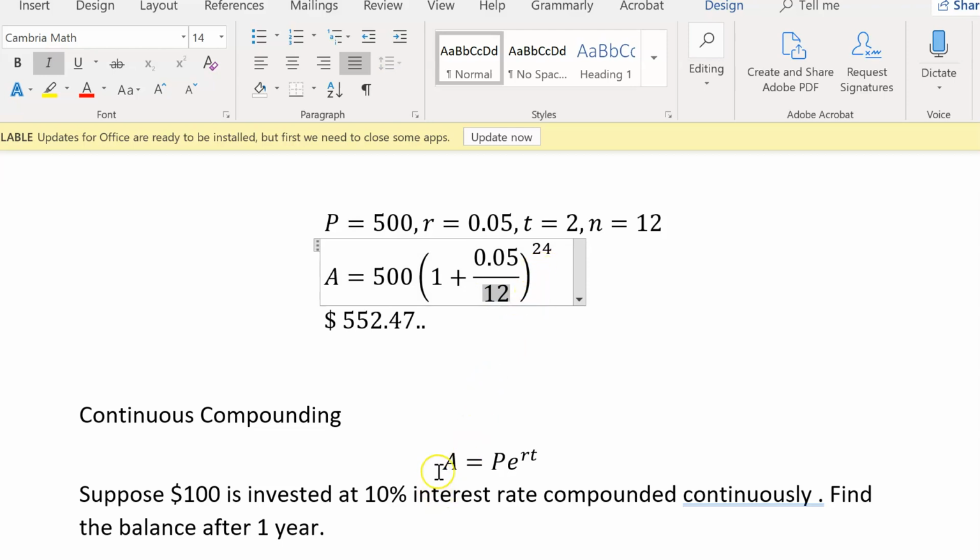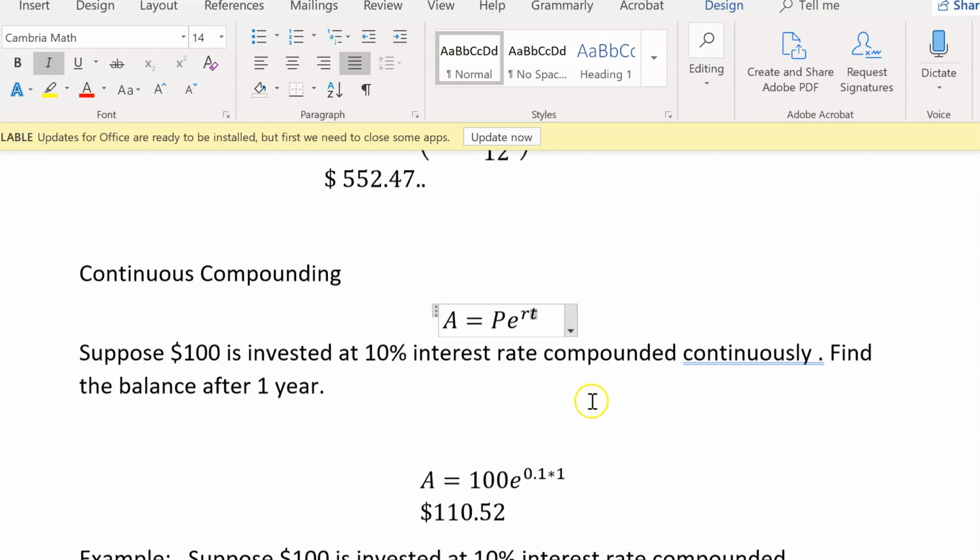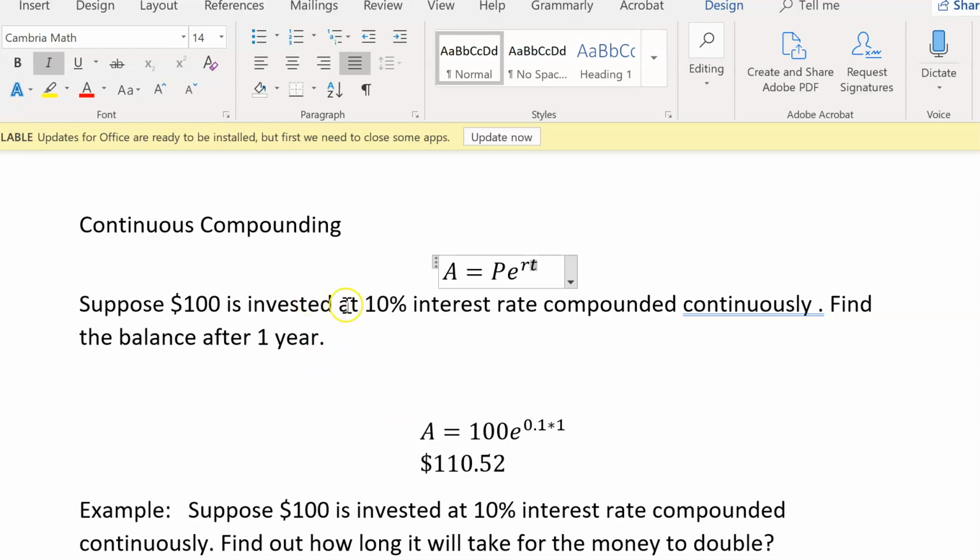So in most financial institutions nowadays use continuous compounding. When you compound continuously, you're not compounding twice a year or monthly. You're compounding every millisecond, continuously, and then the equation changes. The amount is equal to the principal times e to the rt, where r is the interest rate again, t is the number of years. So let's do a simple example. Suppose $100 is invested at a 10% interest rate, now compounded continuously. You want to find the balance after 1 year.